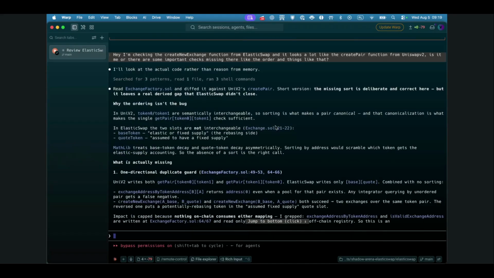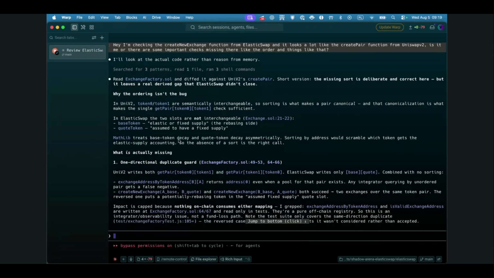Okay. Anyways, so it says that it's not the bug, but let's see. In ElasticSwap, the two slots are not interchangeable. Base token, elastic or fixed supply, and quote token assumed to have a fixed supply. Okay. Or maybe that information is in MathLib. It treats base token decay and quote token decay asymmetrically. Sorting by address would scramble which token gets the elastic supply accounting. So the absence of a sort is the right call. Okay. So that just works differently here.